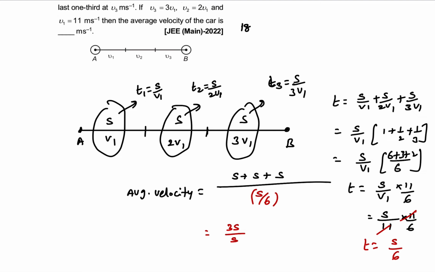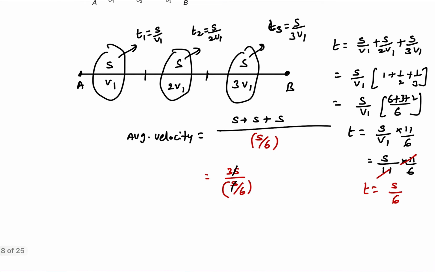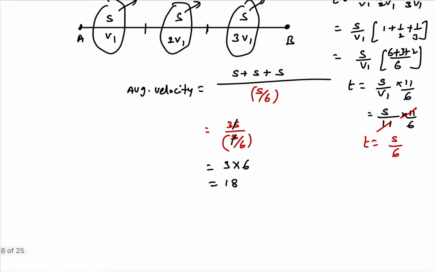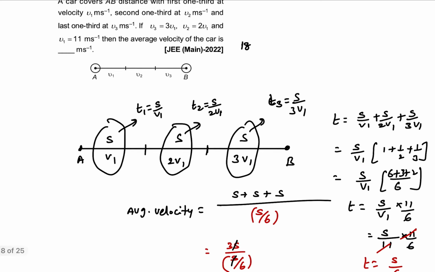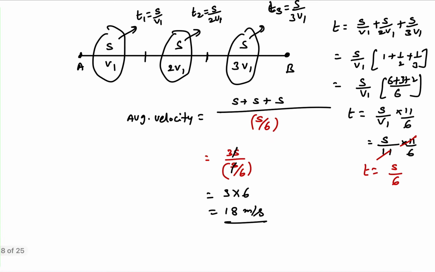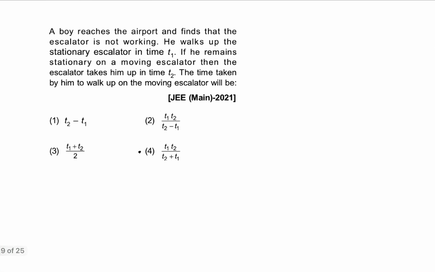You substitute s divided by 6 here. We can write 3s divided by s divided by 6. Now s and s get cancelled. Finally, we get 3 into 6 is equal to 18. So the car is moving with 18 meter per second. I am not using any special formula, just a basic one: average velocity or average speed is total distance by total time taken, or total displacement by total time taken. So here, as per the question, it is 18 meter per second.